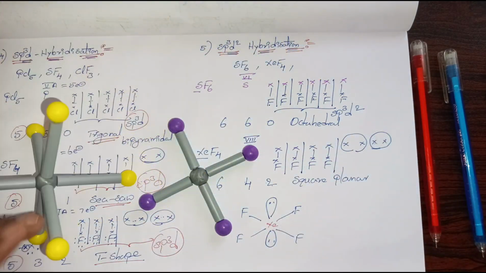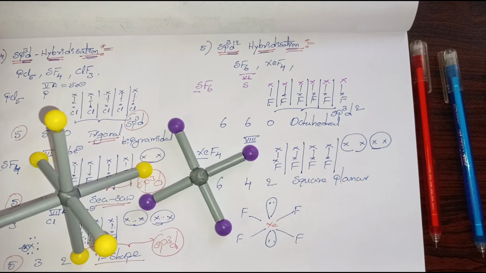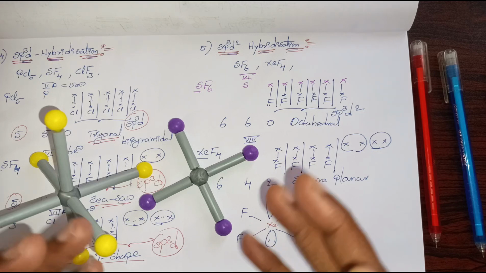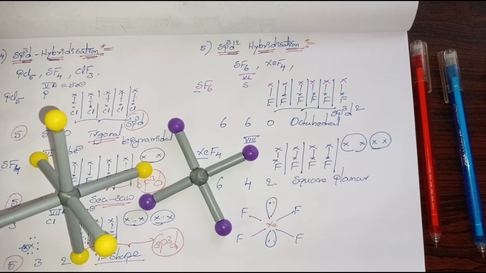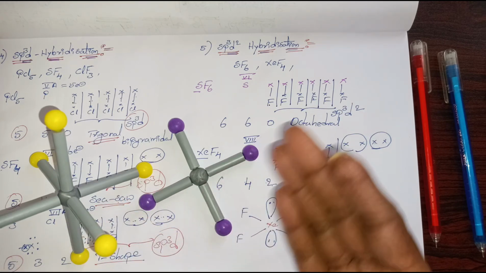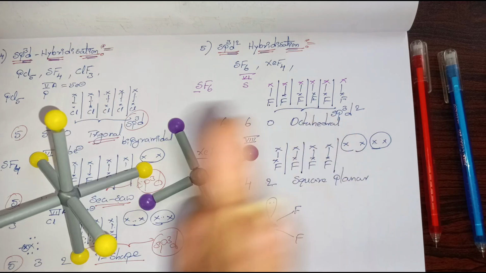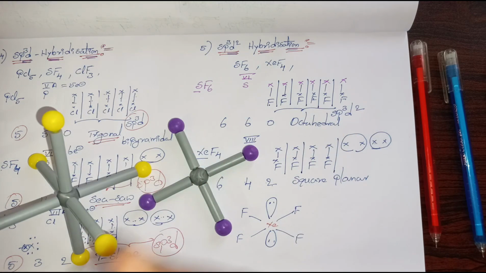Okay, students. Based on this hybridization and shape of the molecules, I will explain in detail the polarity of the molecule and dipole moment of the molecule. These shapes decide whether the molecule is polar or non-polar, that is, whether the dipole moment is not equal to 0 or equal to 0, based on the shape of the molecules. Okay, bye students.